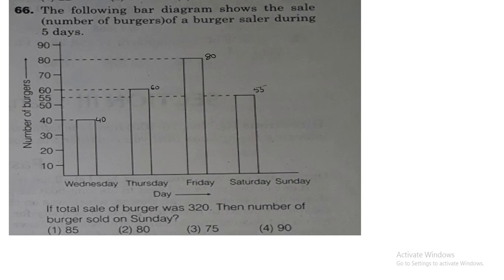So we thought Sunday was a holiday, but actually it is not. So we need to find out the value on Sunday. For that, we need to add up all these values: 40 plus 60 plus 80 plus 55. So what is this value? 6 plus 4 is 10, 10 plus 8 is 18, 18 plus 5 is 23. So 235 is the number of burgers that were sold in these 4 days.